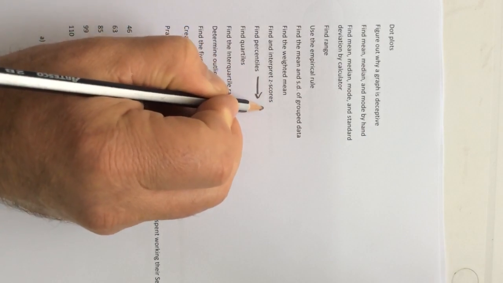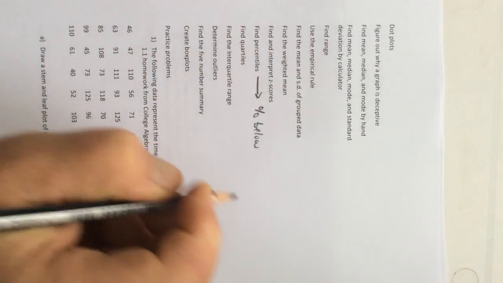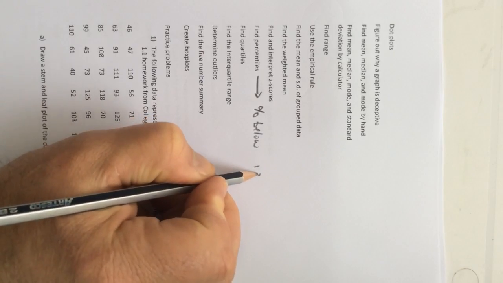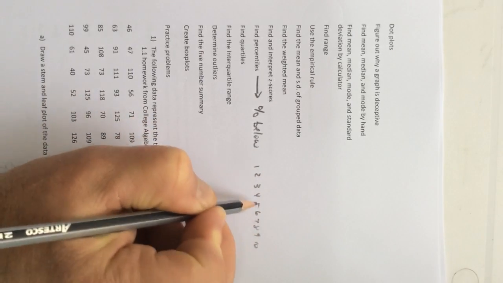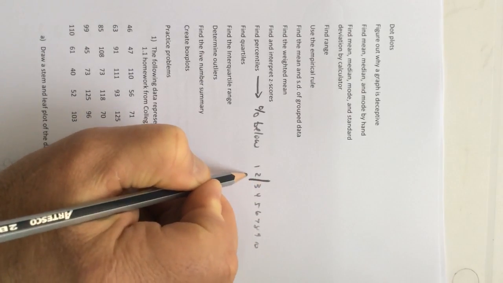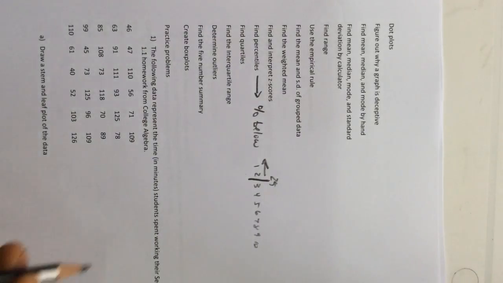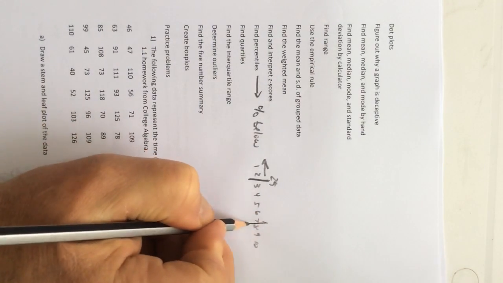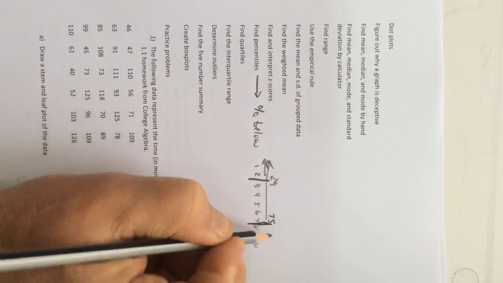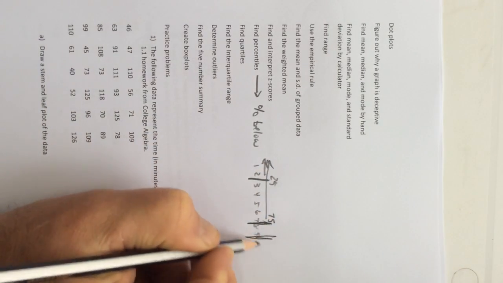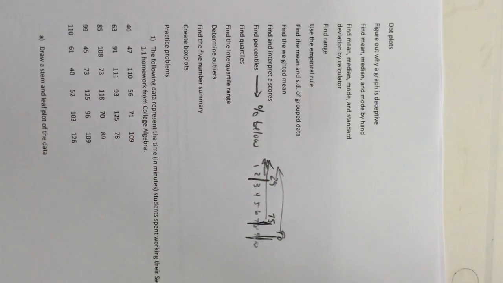Percentiles are percent below. So if you have some numbers, 1, 2, 3, 4, 5, 6, 7, 8, 9, 10, the 25th percentile is talking about right there, because about 25% are below. The 75th percentile, 75% below. So if you're in the 90th percentile, you're way up here, 90% of scores are below.